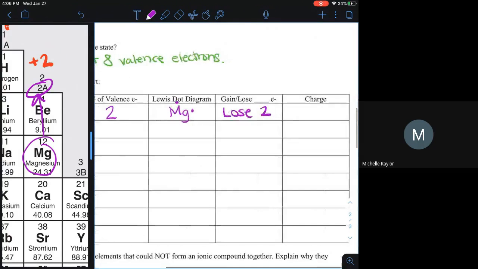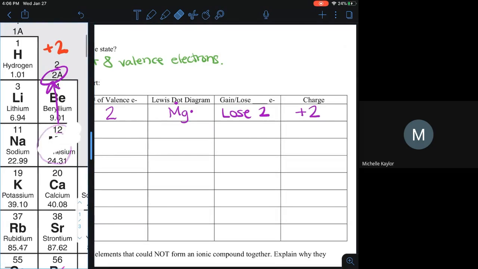Now keep in mind, here's where people get a little confused. The thing that you are losing is electrons. Electrons are negative. So if an atom loses negative electrons, it is going to take on a positive charge. So magnesium's charge would be +2.